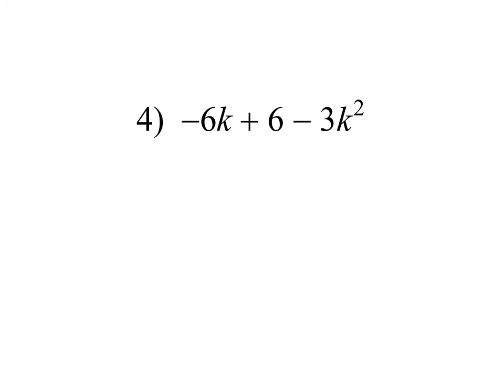How do we classify it, or how do we put it in standard form first? Number 4. Negative 3k squared. What goes next? Minus 6k. And then last? Plus 6. Perfect. So we start with the highest degree and then just go in descending order after that.